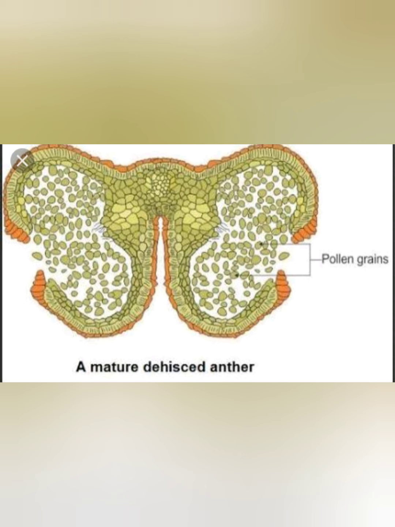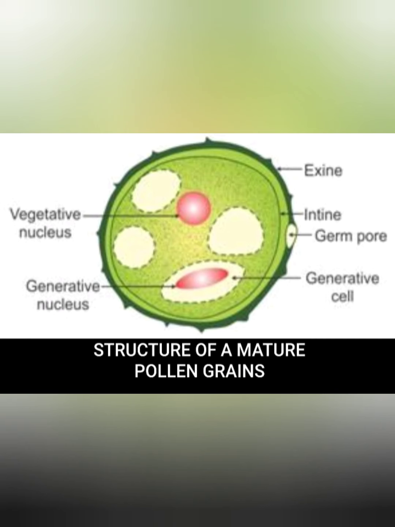Now we'll see the structure of the pollen grain in detail. The pollen grain is the male gametophyte. Generally it is spherical, round in structure. And what is the diameter of a pollen grain? It is 25 to 50 micrometers.